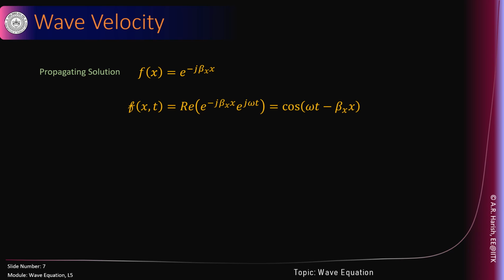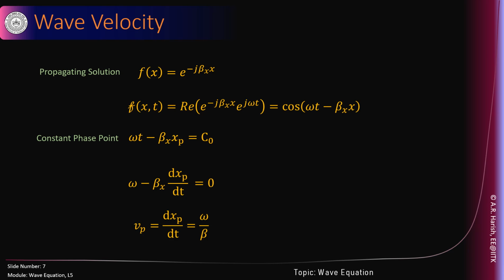Now, if I were to ask the question, what is omega t minus beta x equal to constant? That is called a constant phase point. Suppose along the x-axis there is a point xp, and we consider the equation omega t minus beta xp equal to c naught. Now, if you differentiate this function, what we get is omega minus beta dxp upon dt equal to 0. And dxp by dt tells us how fast this point xp is moving with respect to time.